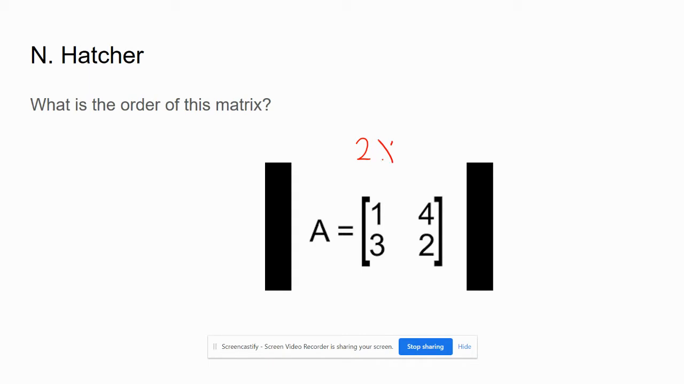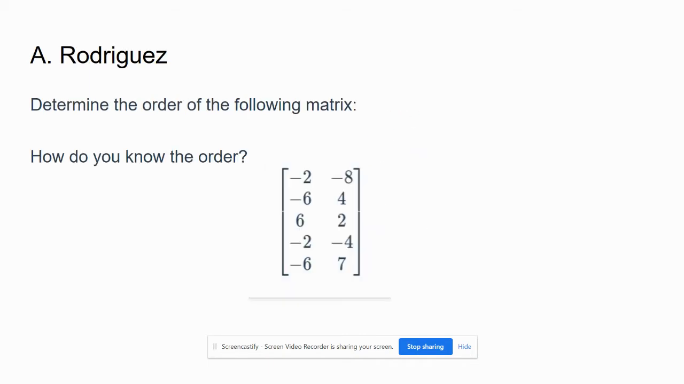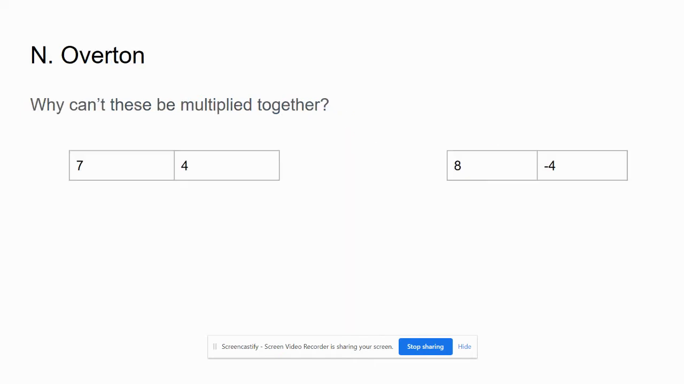2 by 2. Then rows, then columns. What is the order of the matrix? 1, 2, 3, 4, 5. So 1, 2, 3, 4, 5. 5 by 2. Rows, then columns.